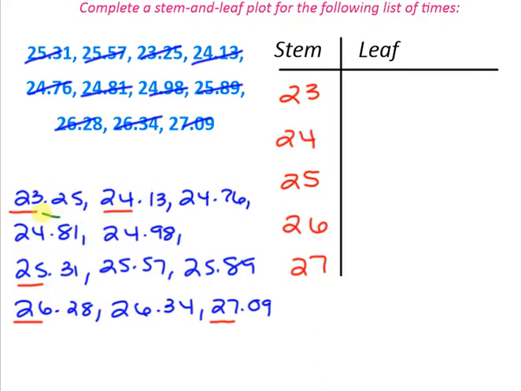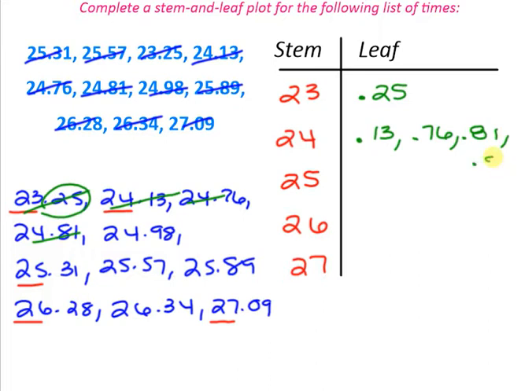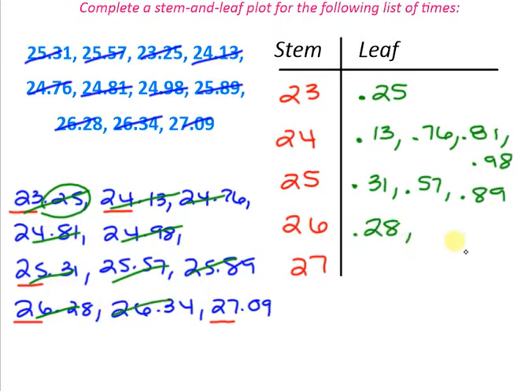Now, when we do our leaf, make sure that you account for the decimal right there. Okay, so 0.25, 0.13, 0.76, 0.81, 0.98, 0.31, 0.57, 0.89, 0.28, 0.34, 0.09.